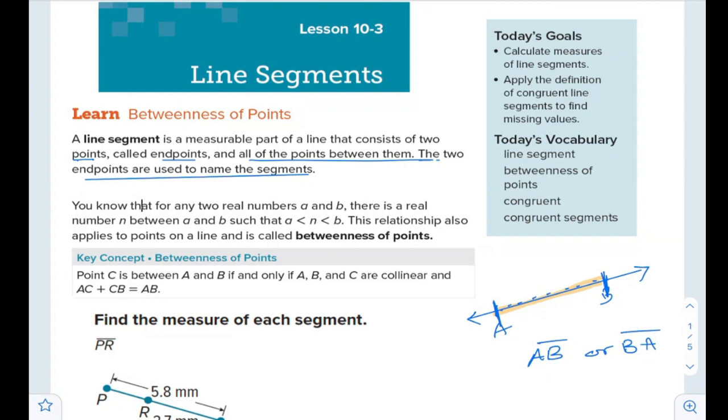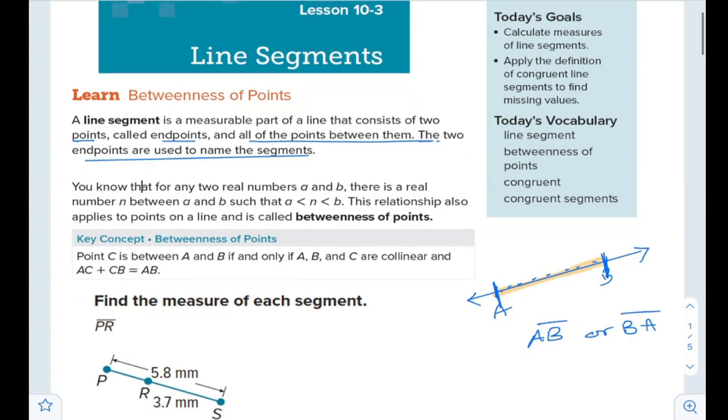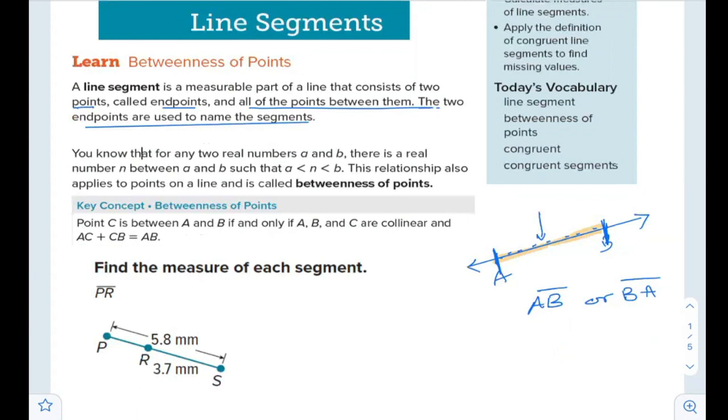You know that for any two real numbers A and B there is a real number N between A and B such that N is more than A and less than B. This relationship applies to points on a line and it is called betweenness of points. For example, N here is between A and B.